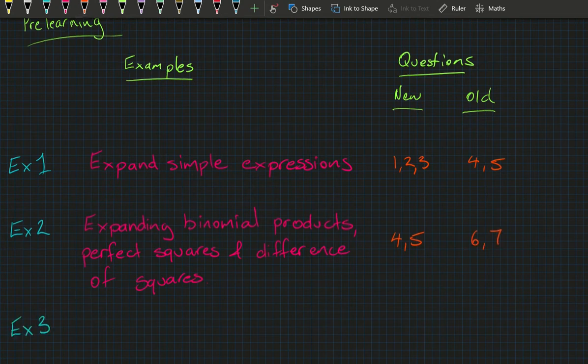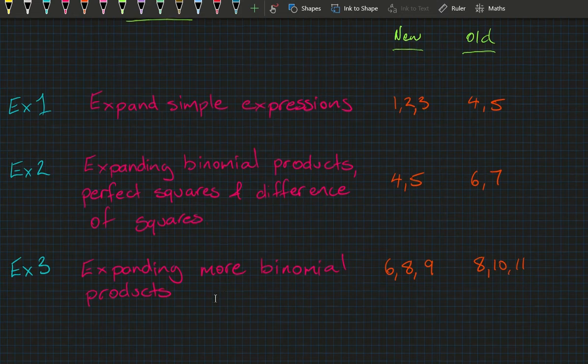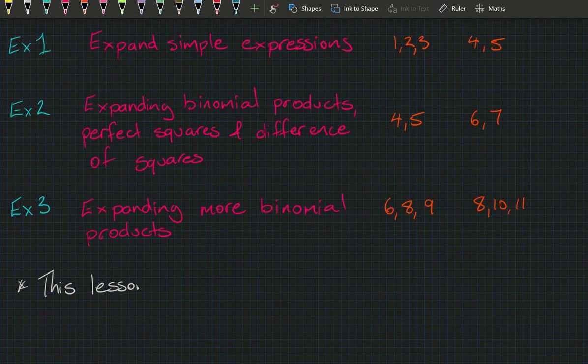And then finally we'll do example 3, which is expanding more binomial products. And your pre-learning for this example is 6, 8 and 9 in the new book and 8, 10, 11 in the old book. So this unit will begin like most units do, with a lesson that is almost 100% revision.